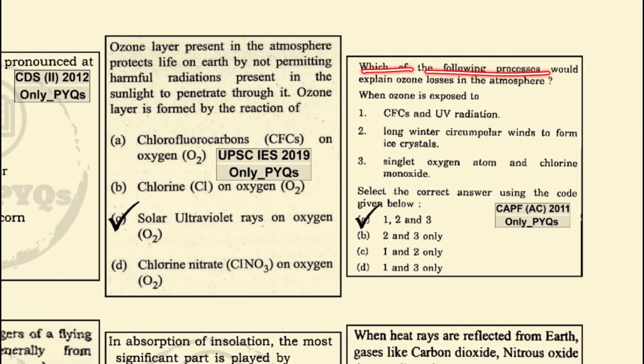Which one of the following processes would explain ozone losses in the atmosphere? The CFCs and the UV radiations, large winter circumpolar winds to form the ice crystals, singlet oxygen atoms and the chlorine monoxide. These all are the reasons for the ozone losses in the atmosphere.